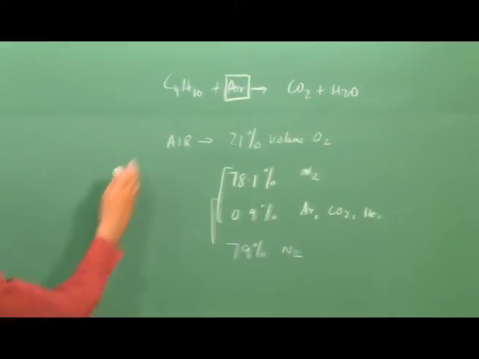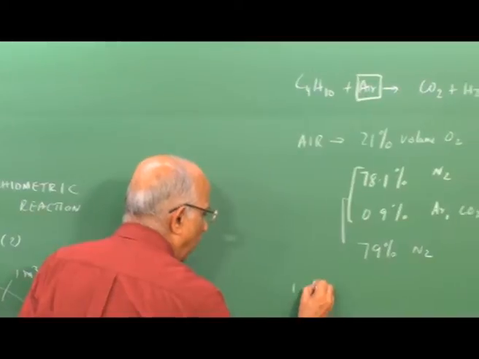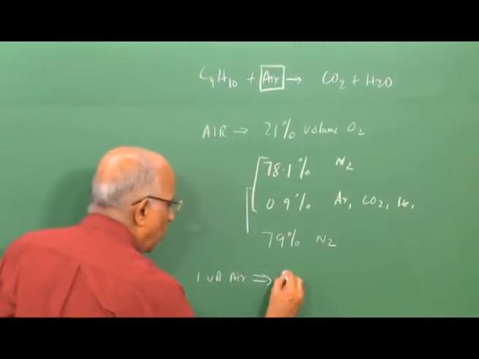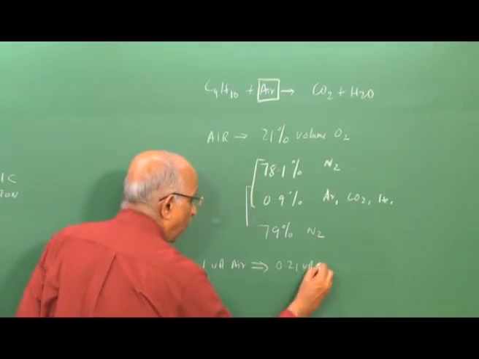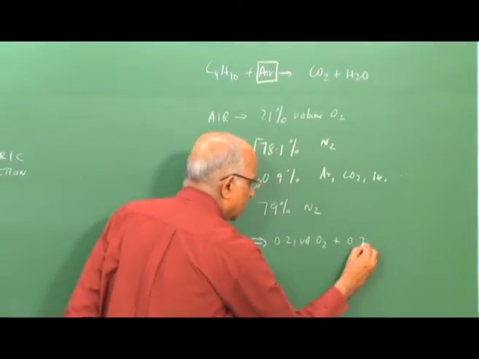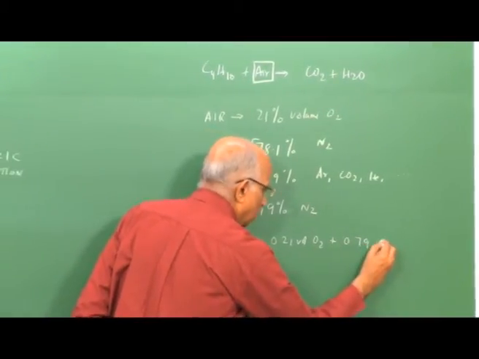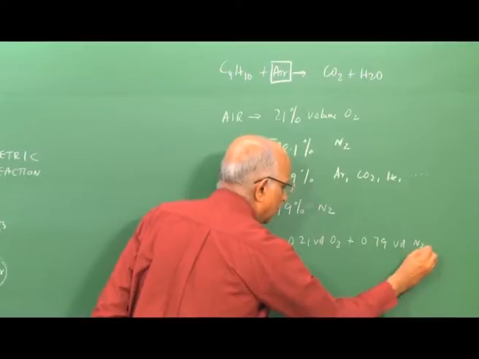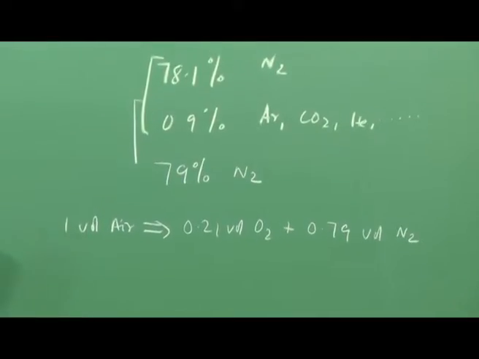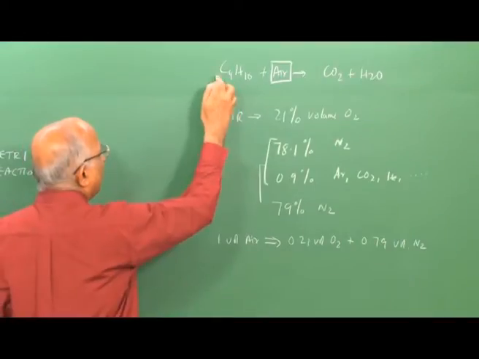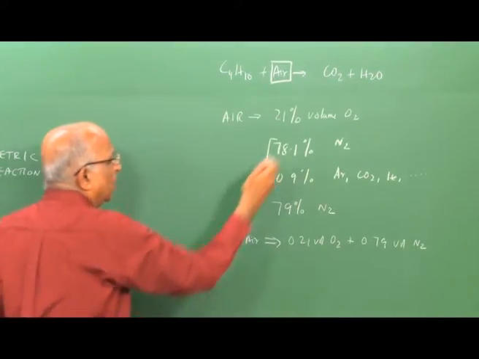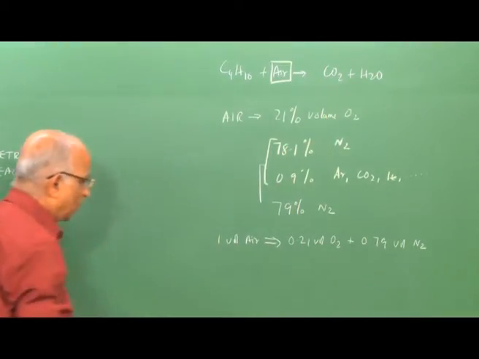Therefore, volumetrically, 1 volume of air consists of 0.21 volumes of oxygen and the balance 0.79 volumes of nitrogen. Now, I am more interested in moles, because whenever we write an equation, we say 1 mole, so many moles of air, so many moles of carbon dioxide, so many moles of water is what we are talking of.